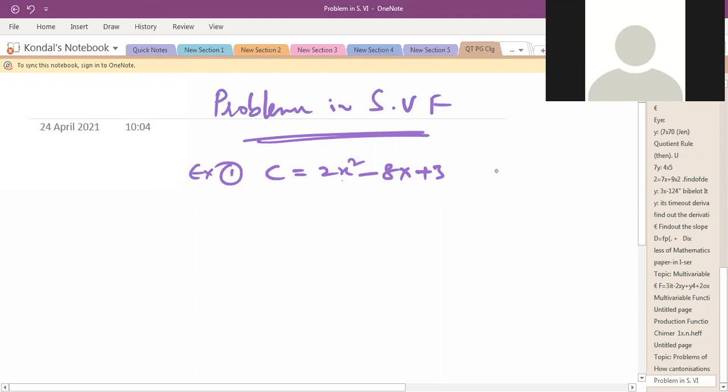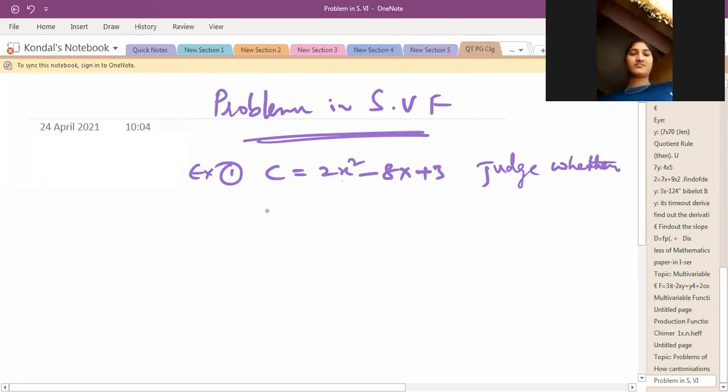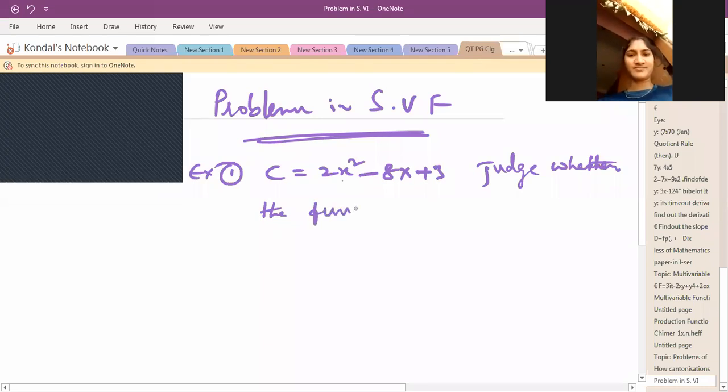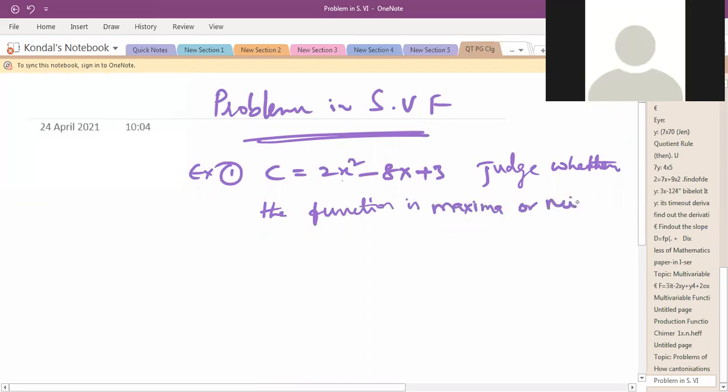So judge whether the function is maxima or minima. Okay, whether the function is maxima or minima. So judge is nothing but we need to judge whether the function is minima or maxima, or find out whether the function is minima or maxima.